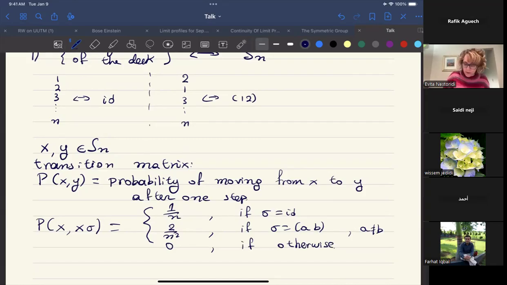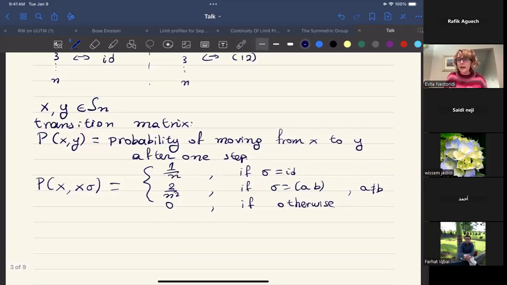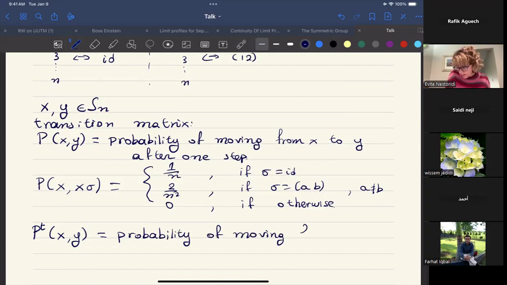So I'm just trying to make a point that this is an n factorial by n factorial matrix that has a lot of zeros at first. And we will care to study powers of this matrix. So we are going to raise this matrix to the power of t. And now if we want to study what the xy entry gives, this will give the probability of moving from x to y again, but now after t steps. You somehow need to convince yourselves that this is how matrix multiplication works. It's like a convolution type of argument.